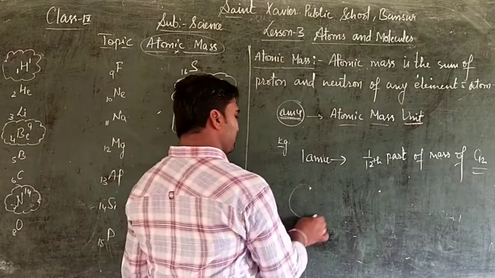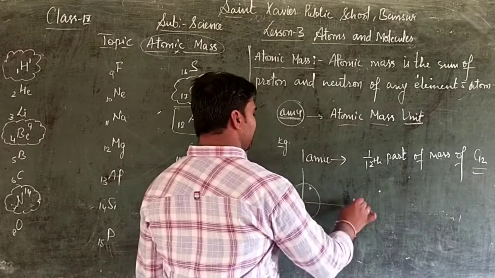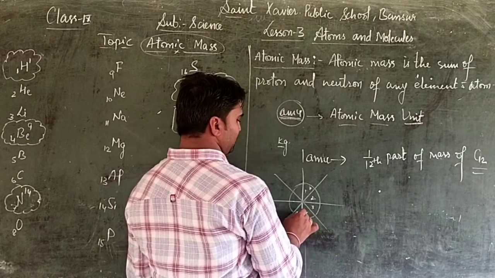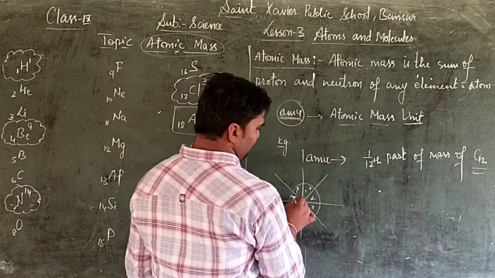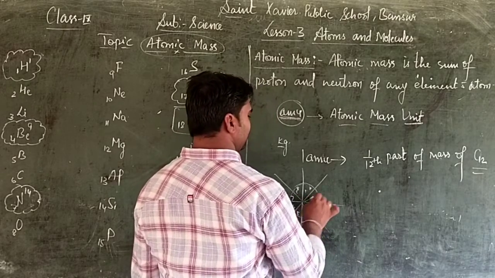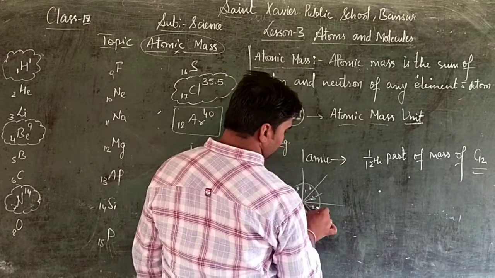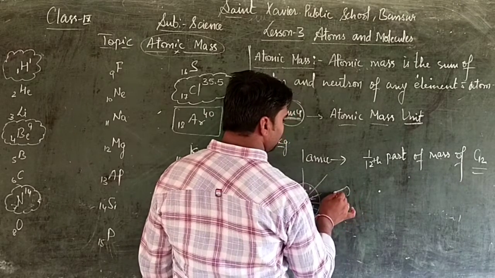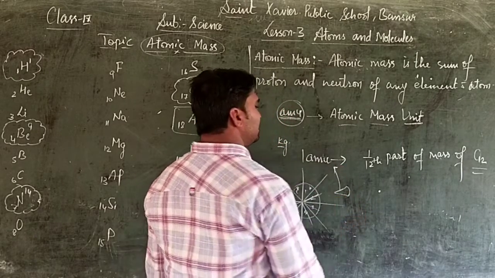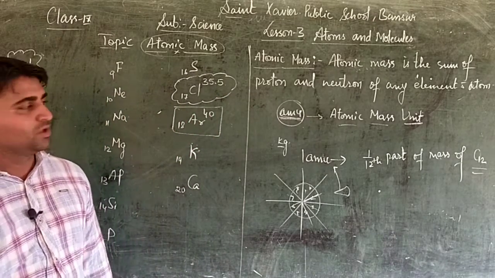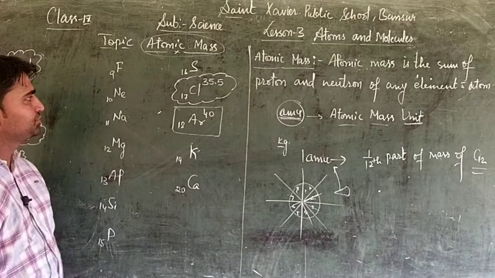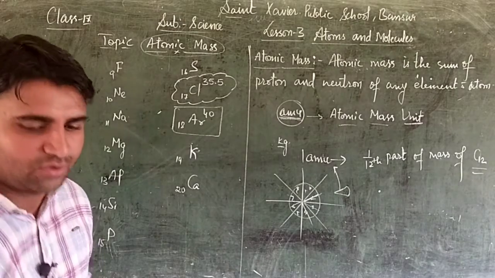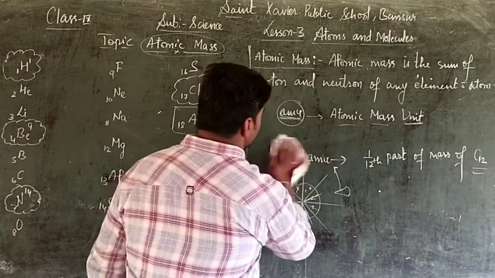This means if we have a carbon atom and we divide it into 12 equal parts like this, 1, 2, 3, 4, 5, 6, 7, 8, and so on up to 10 and 12, then taking any one part of this, like a piece of watermelon, this one part is equal to 1 AMU. Now I want to tell you how to find their masses. We have a simpler trick for them, so see that.